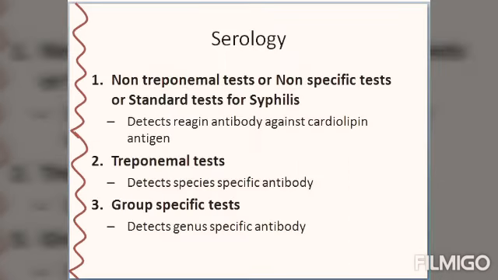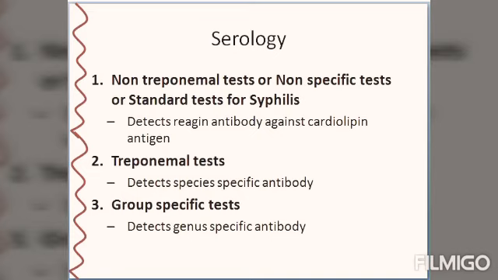Next, we are focusing on serological techniques. There are 3 types of serological techniques. First one, non-treponemal test or non-specific test or standard test for syphilis. Here the principle of this test is it detects reagent antibody in patient's serum against cardiolipin antigen.